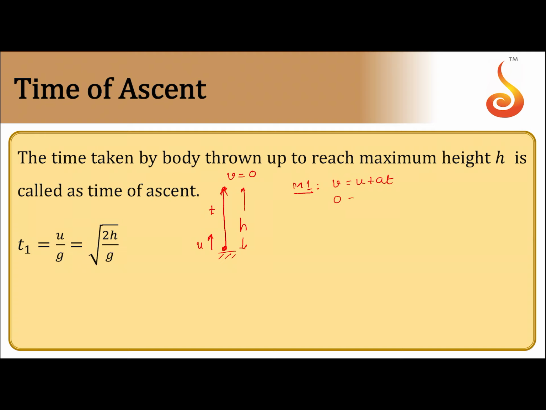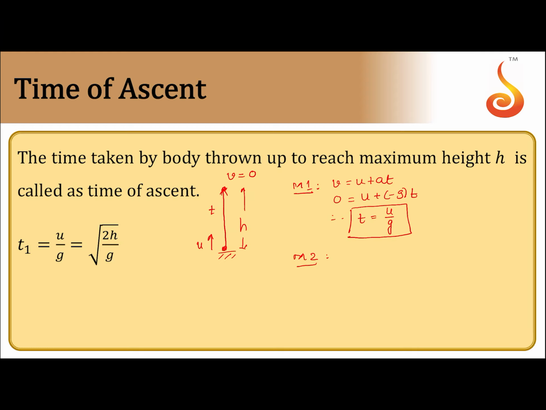V is 0, u plus minus g into t. So, I have t from this equation as u divided by g. So, time of ascent can be written as t is equal to u divided by g. This equation can also be written in a slightly different way. Let us see how. I will consider the second approach.